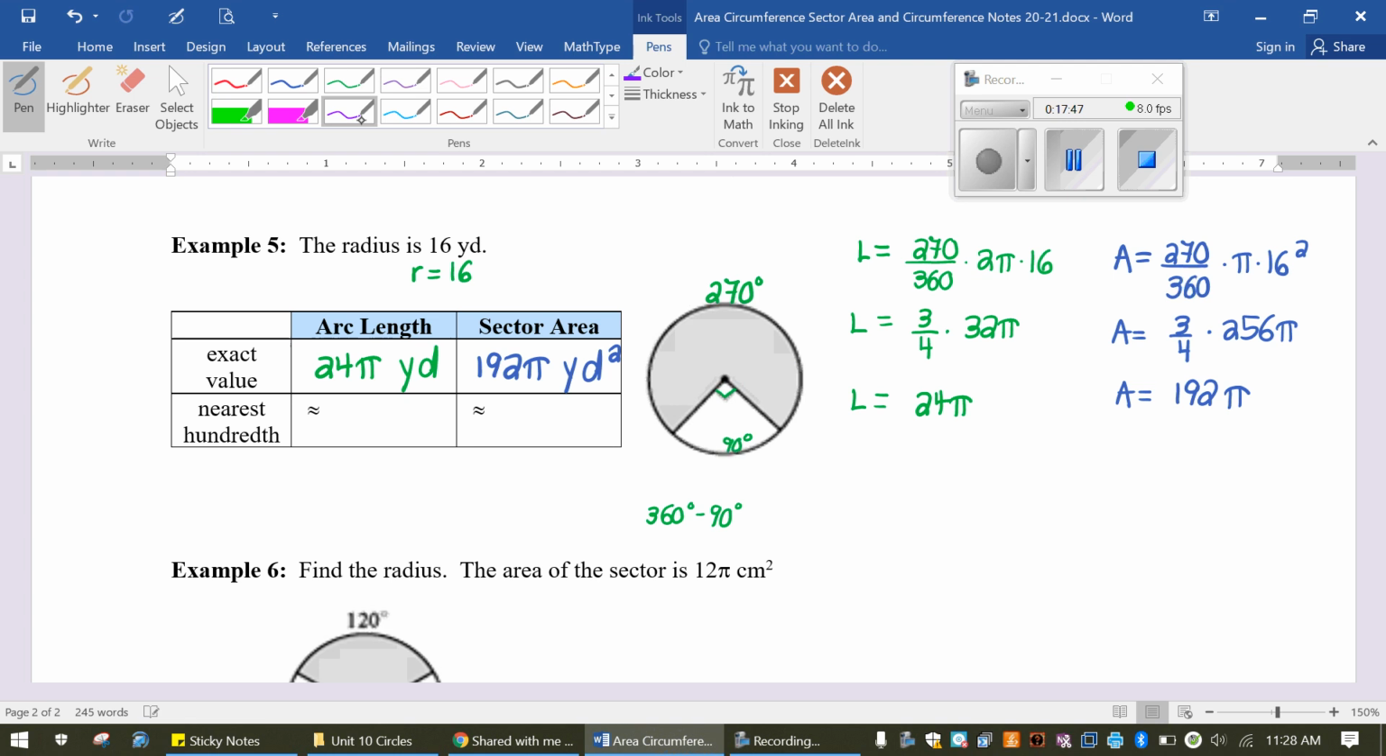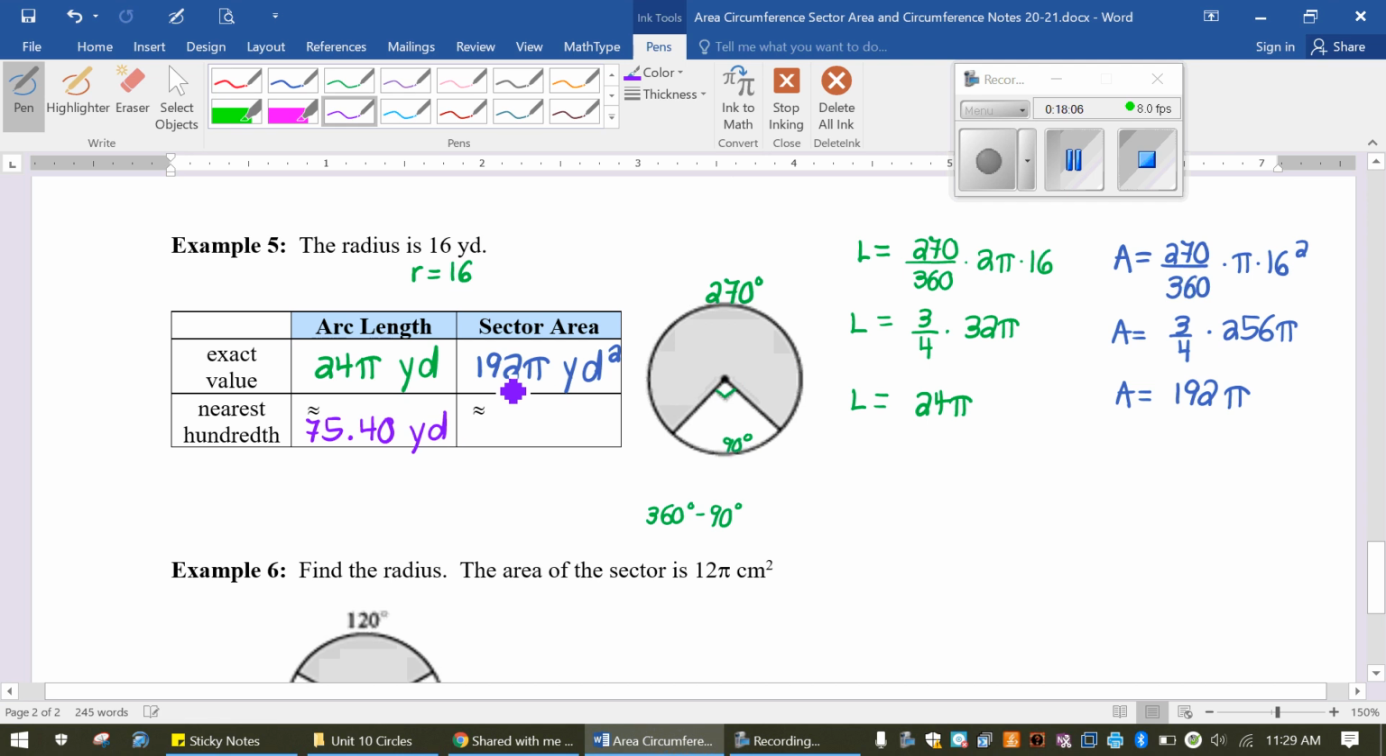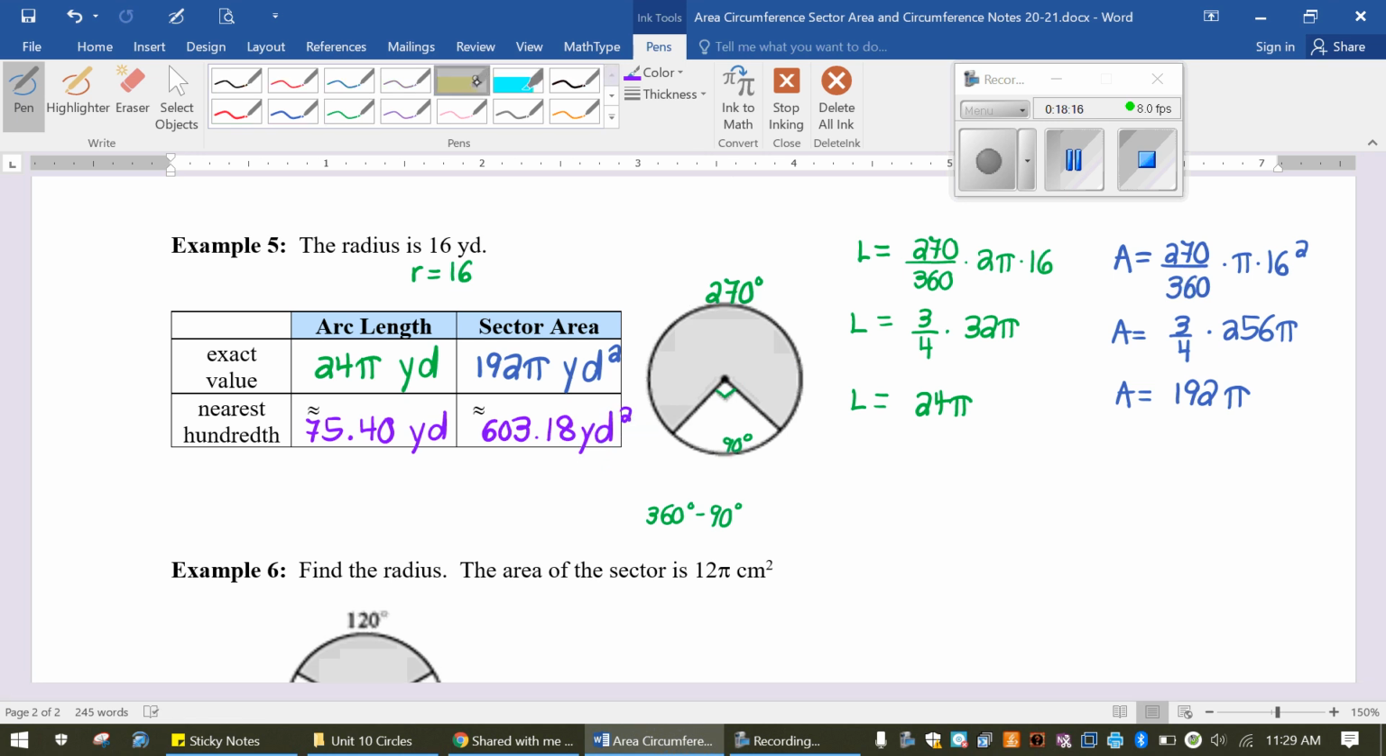If you typed all of this into your calculator at one time, and you had your fraction in parentheses there, you should get an answer to two decimal places of 75.40 yards. And if you typed in 192 pi, you'd get 603.18 yards squared.